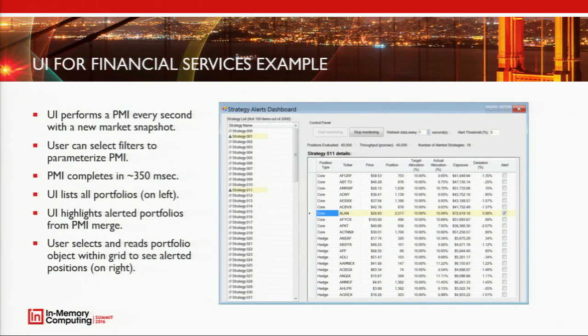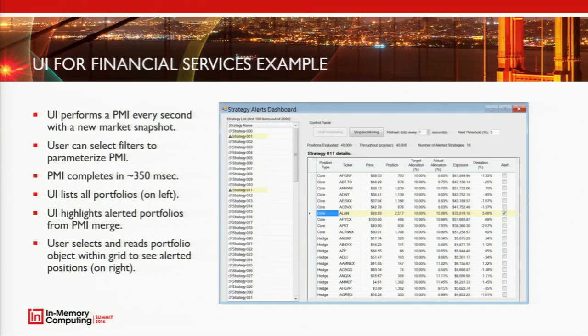So this is the UI we created for them. What it does is run a parallel method invocation once a second based on the last second's market snapshot, and that gets multicast out as a parameter. All the things they call strategies here are analyzed in parallel, and then the merge comes back to the UI. We were able to demonstrate about 350 milliseconds to do, I think it was, 2,000 strategies.